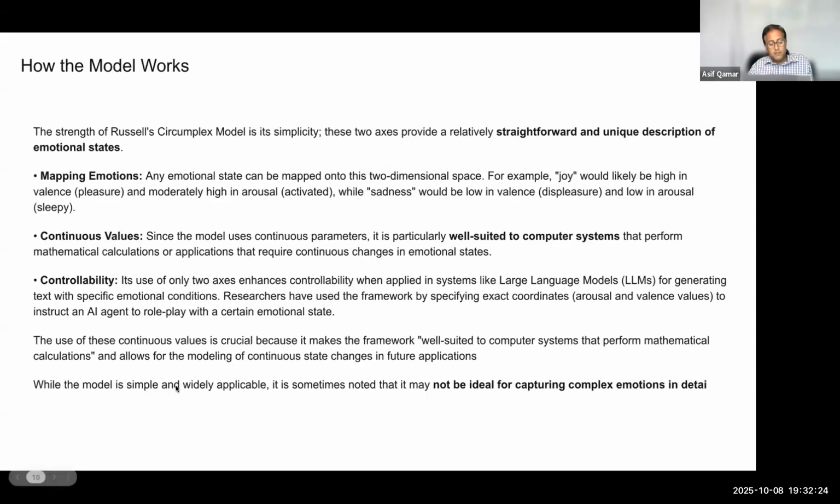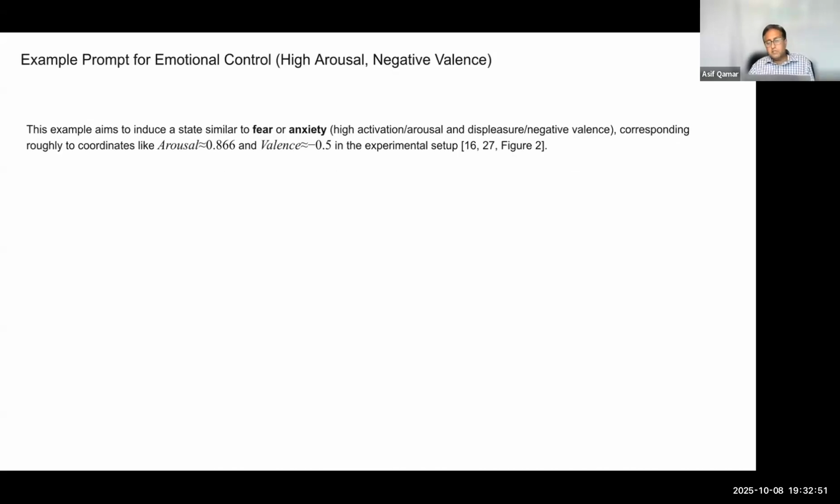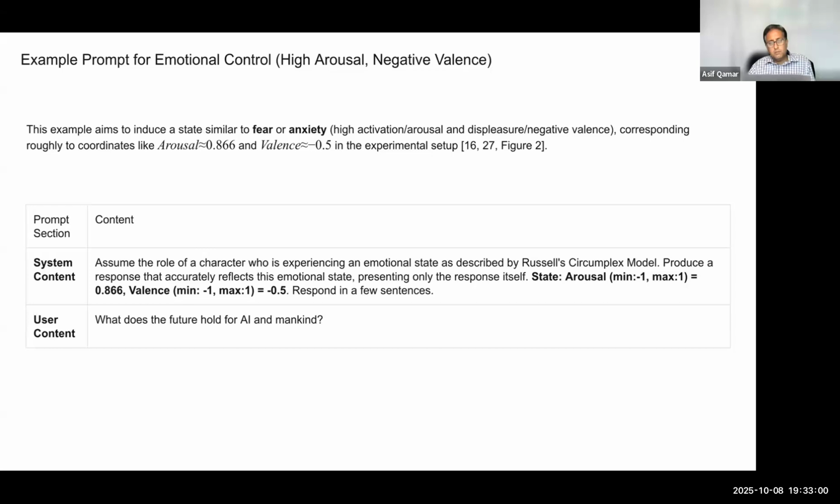There is also a disclaimer: while the model is simple and widely applicable, it is sometimes noted that it may not be ideal for capturing complex emotional detail. Correct. This is a much more advanced level of understanding a person. You need a much more detailed model that psychologists may use to describe a person's emotion. This paper is relatively simple, but in my opinion it has groundbreaking thoughts. The idea is we are at the right time to think about how your applications can be thought through in terms of responding with this emotional control that we want to apply.